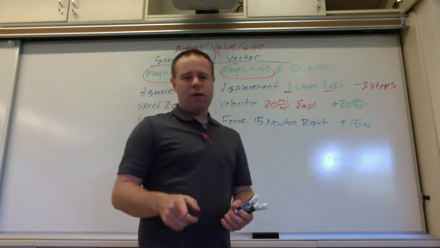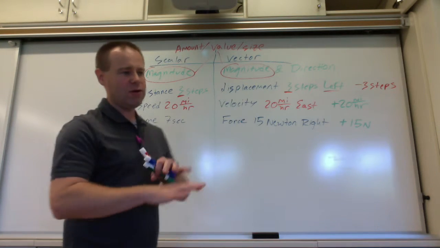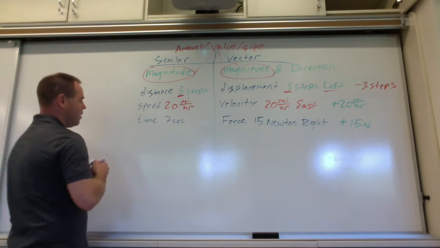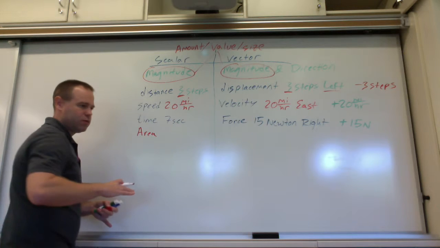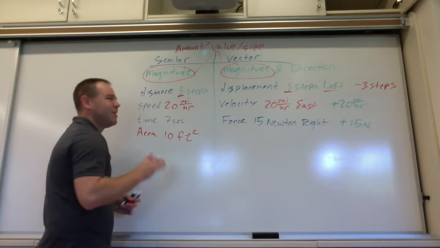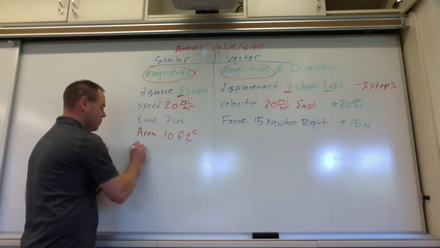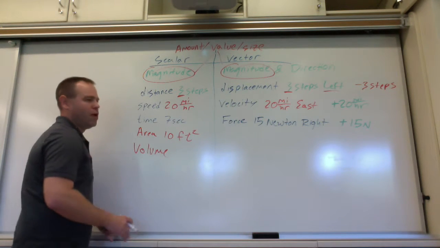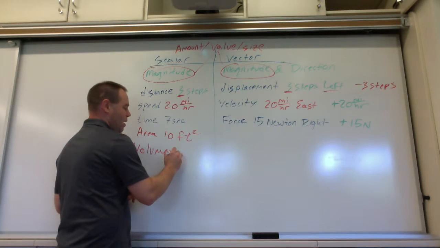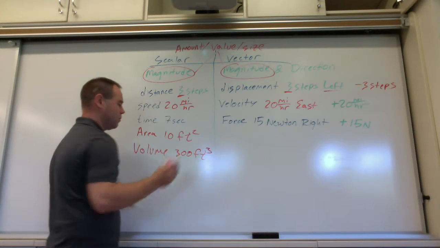What about area and volume, like volume of a shape? Those would both be scalars because area doesn't really have a direction, and volume also doesn't. So area, maybe we're talking about the square footage of the floor, maybe like 10 square feet, or 10 feet squared. That is area. And volume also does not have direction. It's also a scalar. So maybe this room is really large, so maybe this is, I don't know, how about 300 cubic feet, sorry, feet cubed, cubic feet.